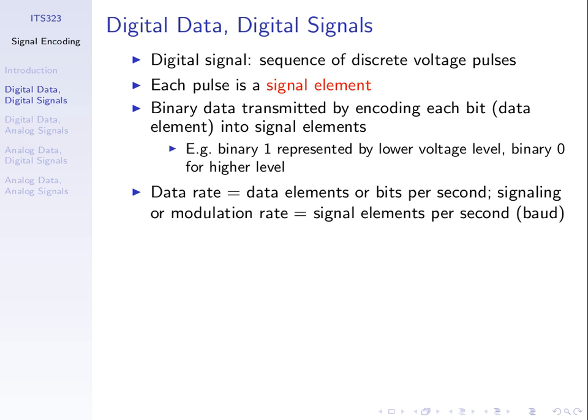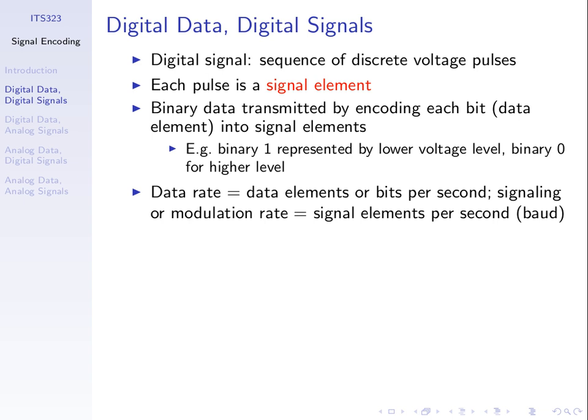We also know this from our previous examples. We saw that we have some data rate, how fast we send our bits. We also have a signal rate, how fast we send our signal elements. They are not the same. In this encoding scheme, they would be the same.